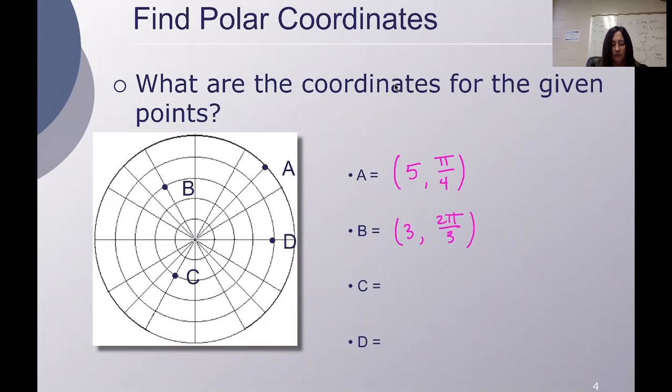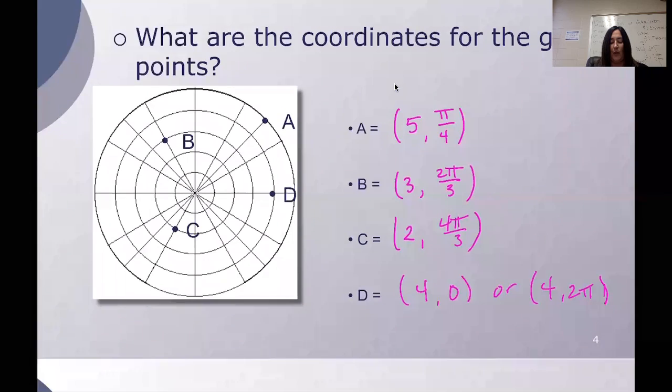C would be at 4 pi over 3, and it is 2 units away. And our last point, and this one's interesting because you have the point D, and you could write this, it is 1, 2, 3, 4 units away at an angle of 0, or you could write that as 4 comma 2 pi. Now, all of these could be written as multiple ones, but that's just an easy one that you can see could be written in 2 different ways.